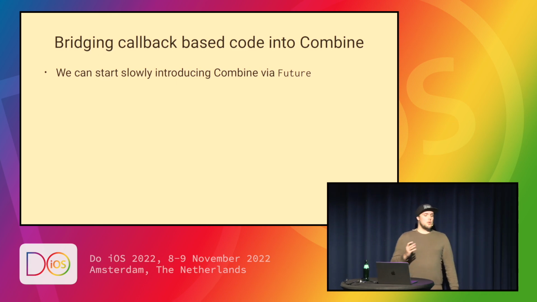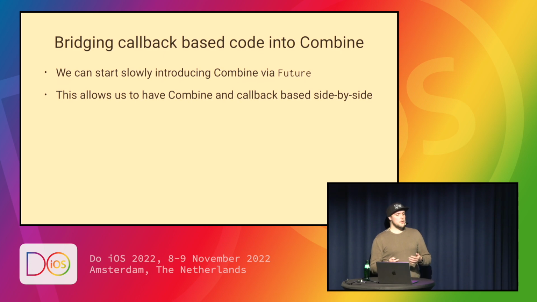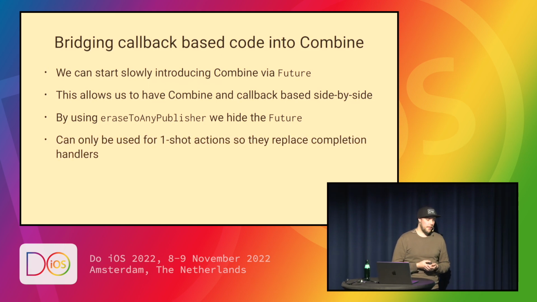So we can slowly introduce combine with a future, which is kind of nice. It allows us to have combine and callback-based code side by side, which is really powerful, and we don't have to duplicate anything, which is really useful to make sure that we don't introduce bugs in one version of the code and not in the other one, or new features in one version, not in the other one. By erasing to any publisher, we can hide the future, or we can hide a chain of operators that we used, making a nice, stable API.